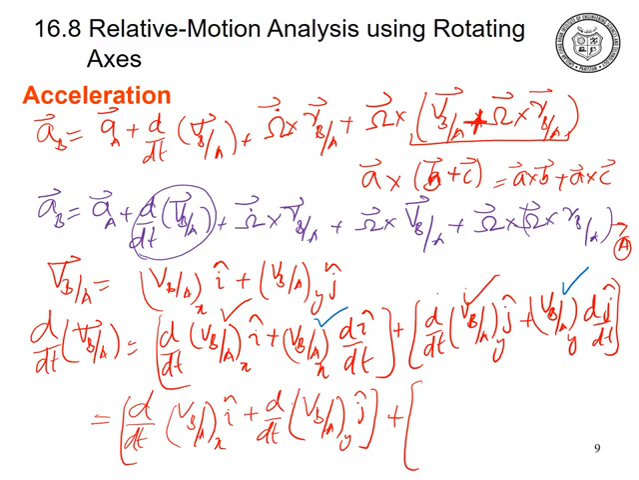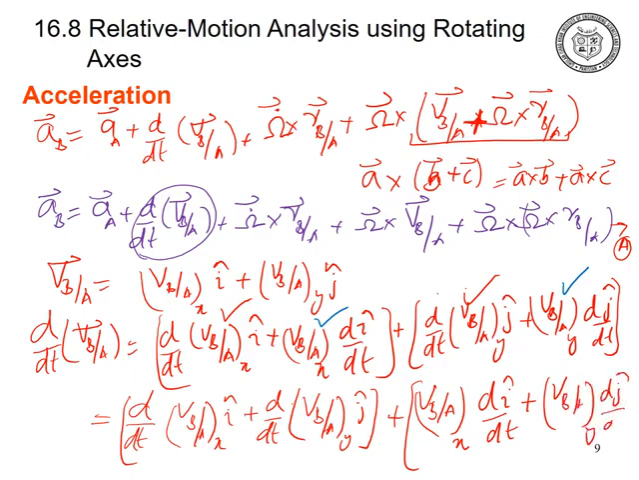So this will be VB over VA x di by dt plus vb with respect to A y dj by dt. So the above equation becomes this way, and this is the time derivative of vb with respect to A.